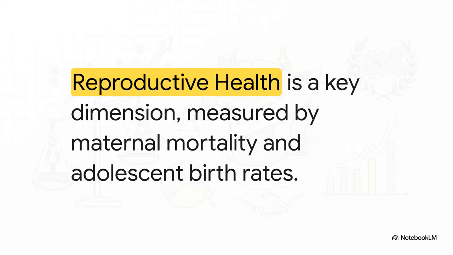Okay, let's start with the first one, reproductive health. Now, this dimension is kind of unique because it measures a disadvantage that only women face. The index looks at two things here: the maternal mortality ratio and the adolescent birth rate. These numbers give us a really stark picture of inequalities in a country's health system.